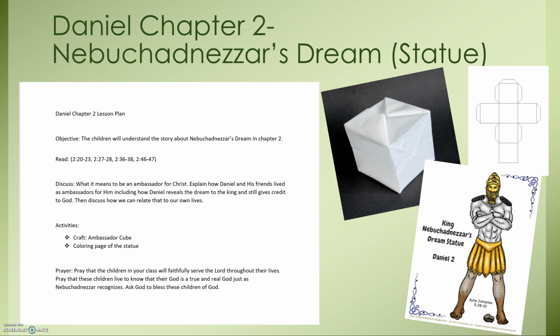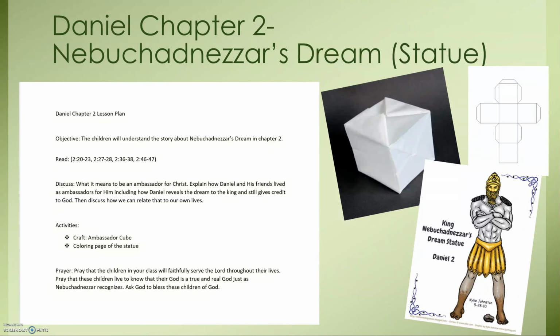So for the activities for the Daniel chapter 2 about Nebuchadnezzar's dream about the statue, the ambassador cube is where the kids will get this template on the right side, and they would write out different locations that they are used to being at. So school, the ball field, maybe the park, maybe home, different locations on each of the sides, and then they're going to put the cube together, and they would take turns, either with partners or with the whole class, depending on the size of the class, and saying how they're ambassadors for Christ in those different ways.